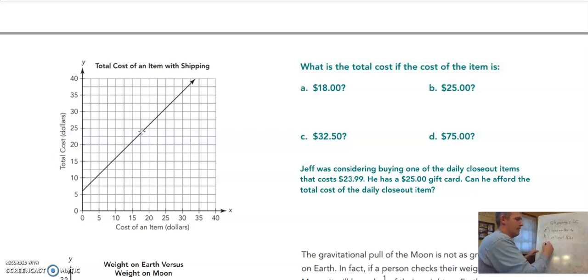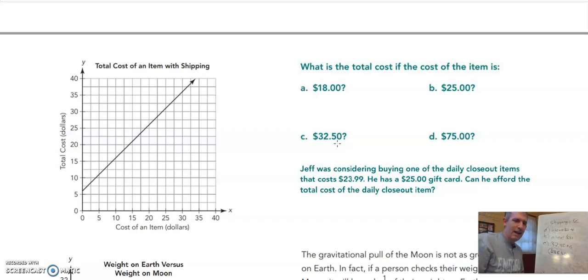Now, think about it that way. Now, when I look at C, $32.50, I need to add what to it? I need to add 6. So it's $32.50 plus $6 of shipping, and I get $38.50. Okay, and you might be saying, Mr. Schurz, how do we know to add $6?